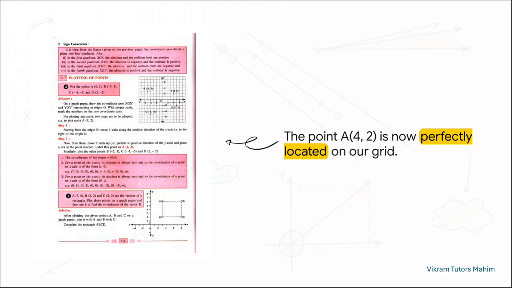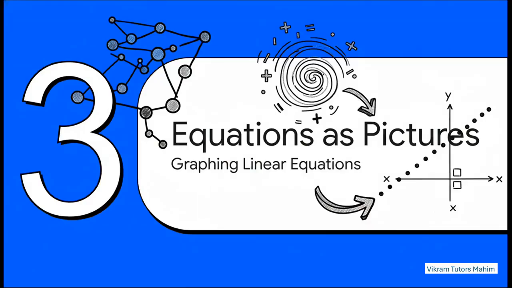You marked the spot. On this entire infinite grid, there is only one single location that can be called 4, 2. No confusion, no getting lost, no ambiguity. It's a perfect address. All right, section 3.